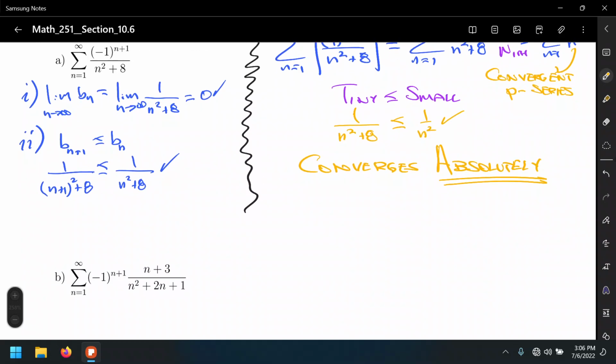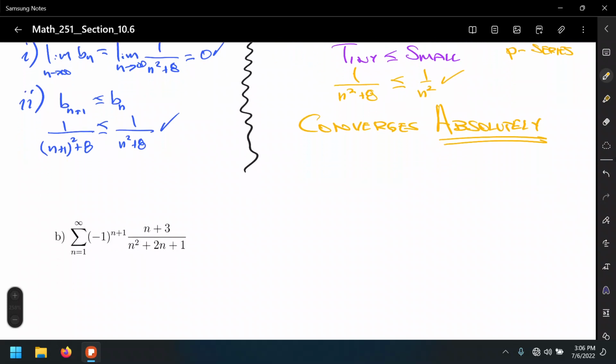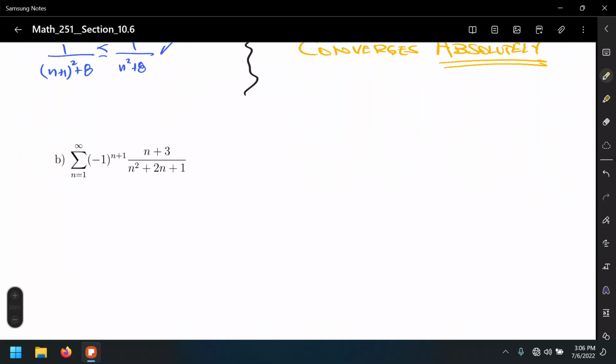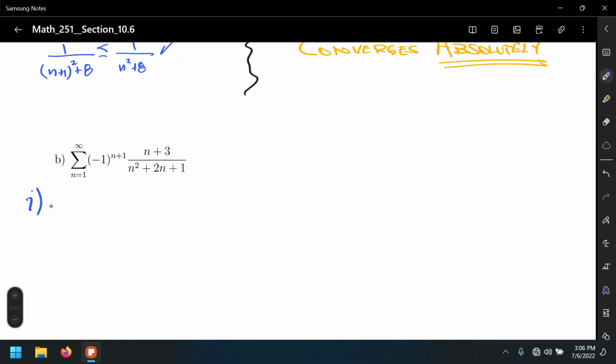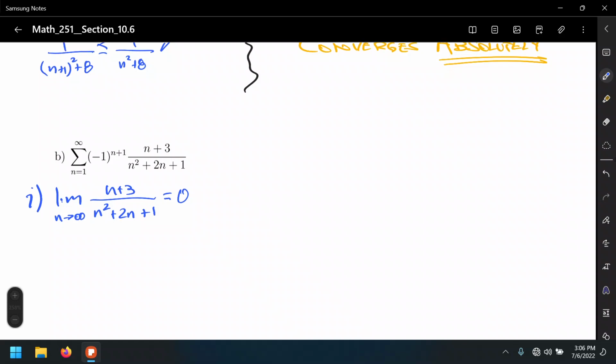Let's look at another one. Letter B. Well, number one, the first condition: the limit as n approaches infinity of n plus 3 over n squared plus 2n plus 1. What is that limit equal to? 0, right? It's polynomial over polynomial. The degree in the denominator is larger than that in the numerator. We're good. 0. First condition is satisfied.